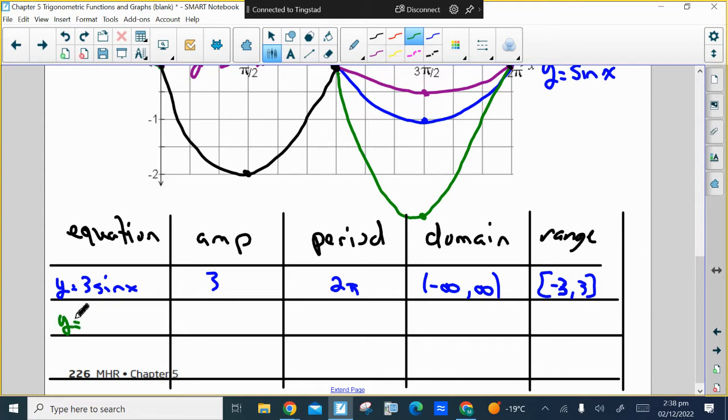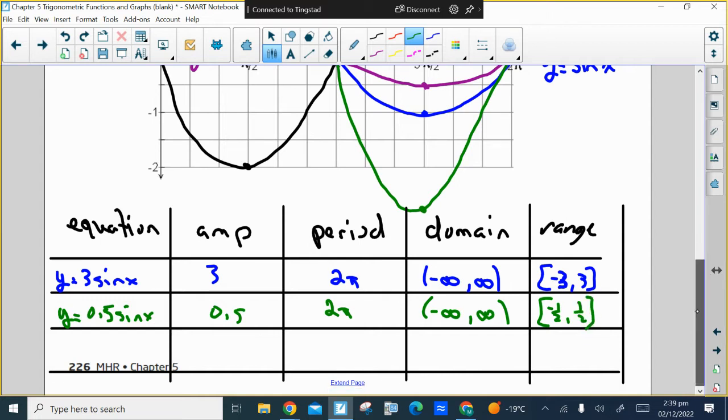The next one was 0.5 sine x. We saw the amplitude was 0.5. It didn't change the period, didn't change the domain, but the range changed. Now it goes from -0.5 to +0.5. And our last equation was y equals -2 sine x.